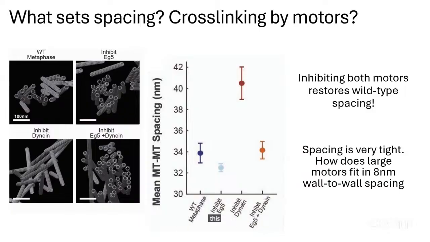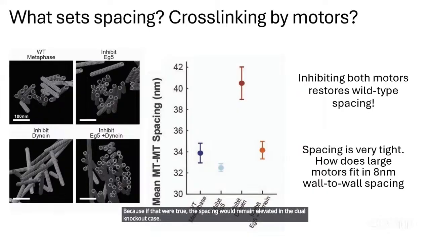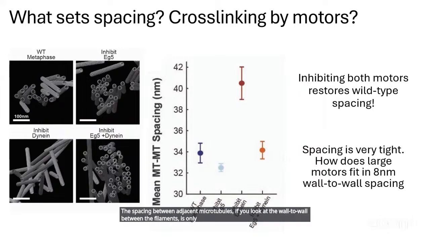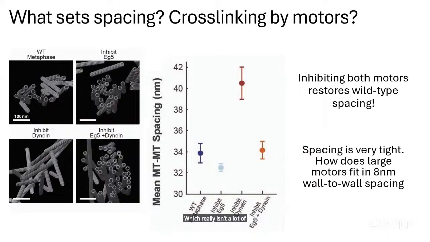This failed epistasis test indicates that dynein can't directly be cross-linking the microtubules because if that were true, the spacing would remain elevated in the dual knockout case. It suggests there's some other, likely apolar process that's organizing the microtubules. It's also noteworthy that the spacing is very tight. The spacing between adjacent microtubules, if you look at the wall-to-wall between the filaments, is only 8 nanometers, which really isn't a lot of space for motors to be able to fit.